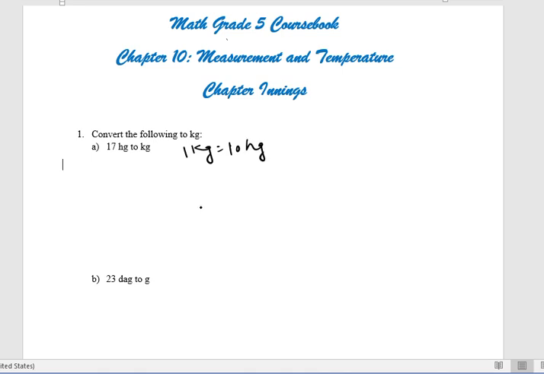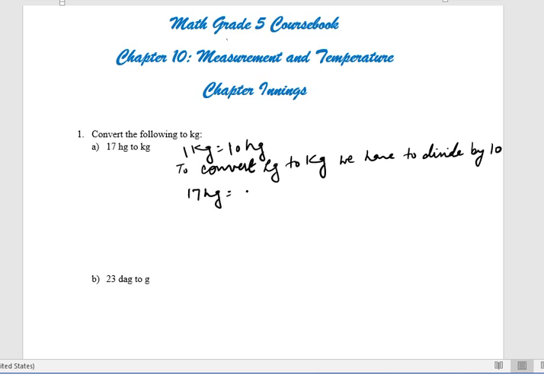So to convert Hg to kg, what we have to do? We have to divide by 10. So 17 Hg equals 17 divided by 10, and when you divide by 10 it will become kg. So you can write equals 1.7 kg.